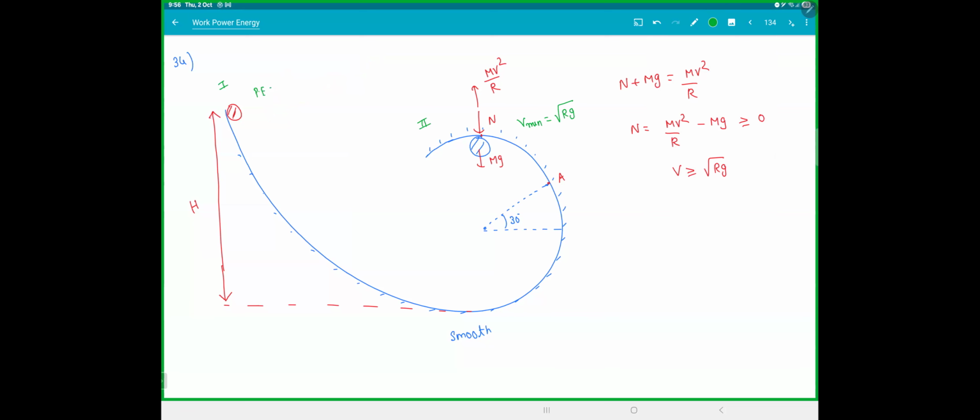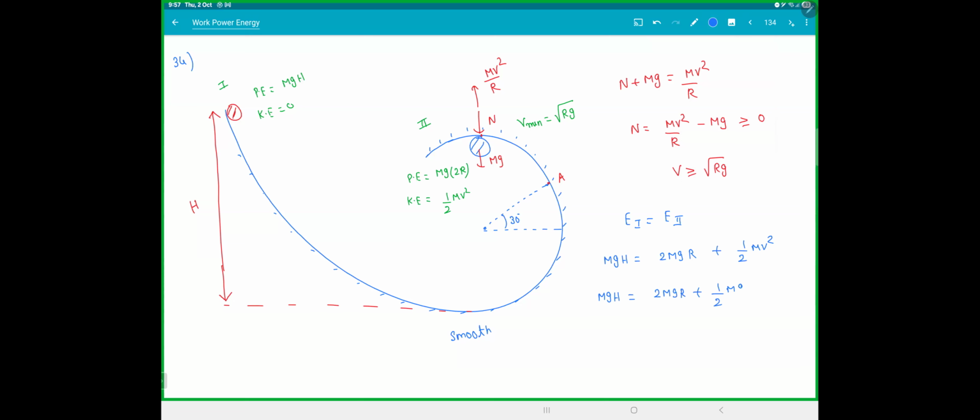State 1: potential energy, mgh, taking the ground as reference. Kinetic energy, 0. State 2: potential energy, mg 2r, the diameter. Kinetic energy, half mv square. Since the work done by external forces is 0, energy in state 1 is equal to energy in state 2. We get mgh is equal to 2 mgr plus half mv square.